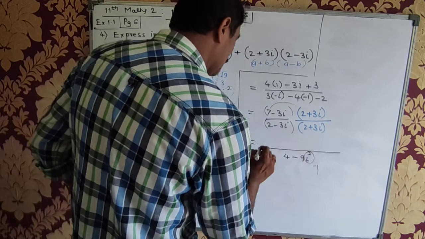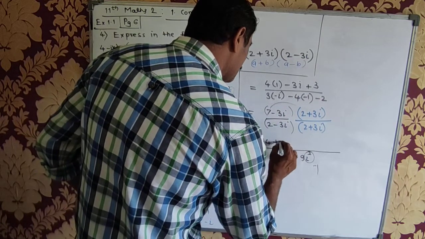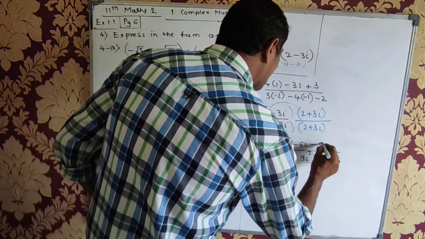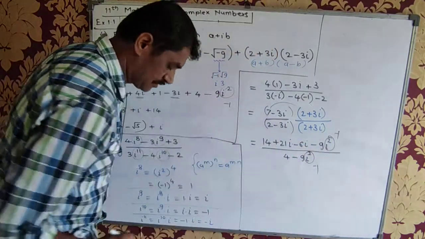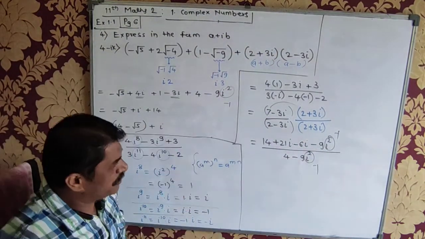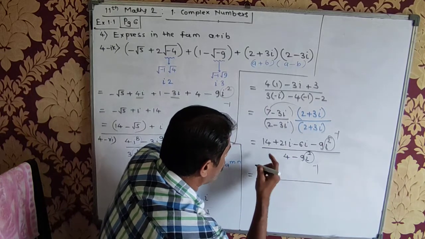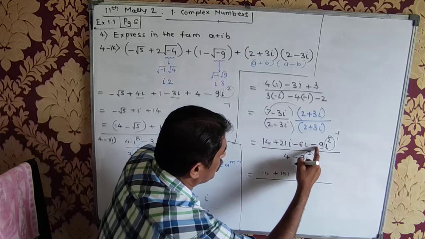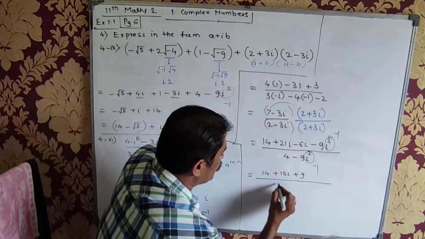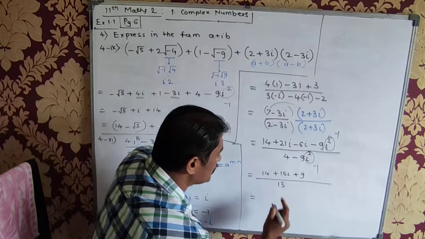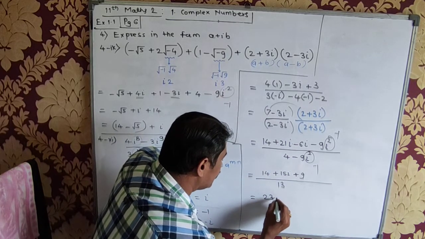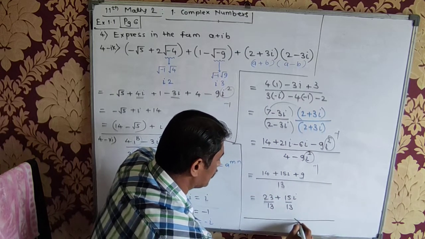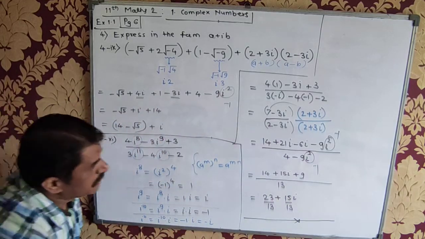In the numerator, 14 plus 21i minus 6i minus 9i square. So i square is minus 1. Substitute, simplify this now. What do you get? 14 plus 21i minus 6i is plus 15i, plus 9. And the denominator is 9 plus 4, 13. So 14 plus 9 is 23. 23 plus 15i upon 13 is the answer. Is this okay? Yes. Take the screenshot, please.